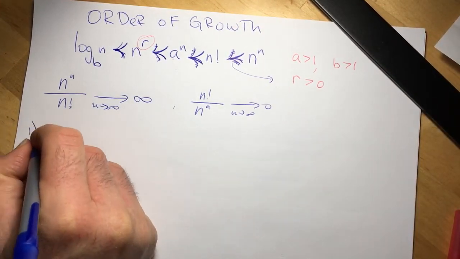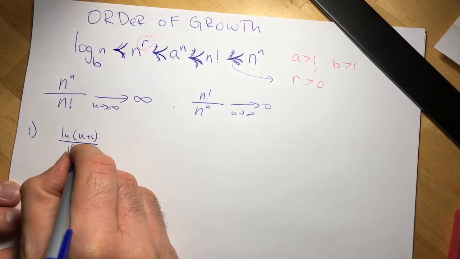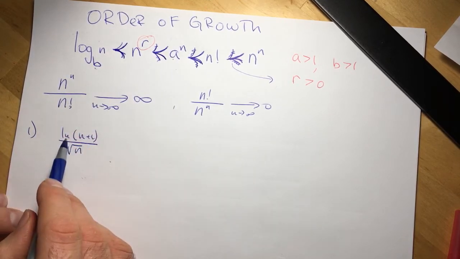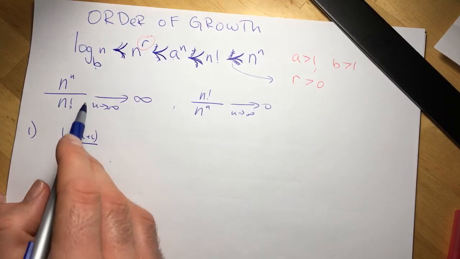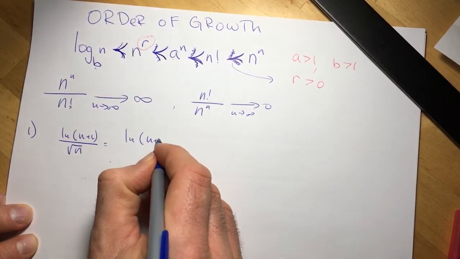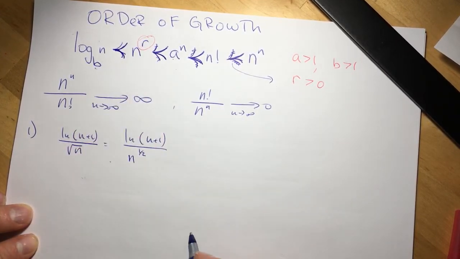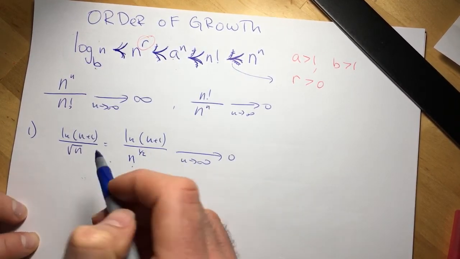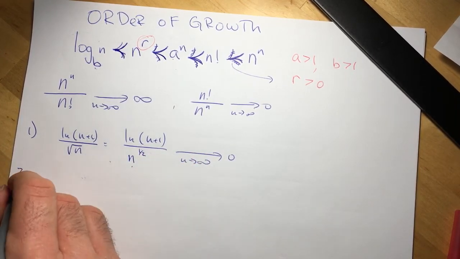So example 1, (ln(n) + 1) over square root of n. Well, a logarithm of any positive base b, and ln means the base is e, right? Grows slower than n to any positive power, and this is (ln n + 1) over n^(1/2), any positive power, right? So as n goes to infinity, this goes to 0, because this is going to be the dominant term, goes to infinity much faster and pulls the ratio towards 0.